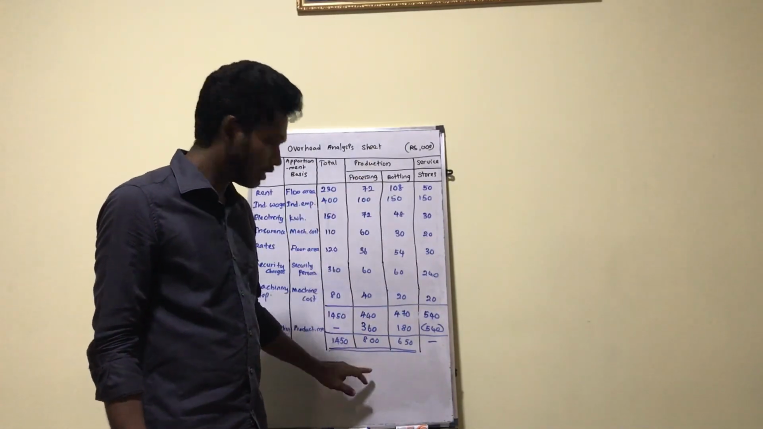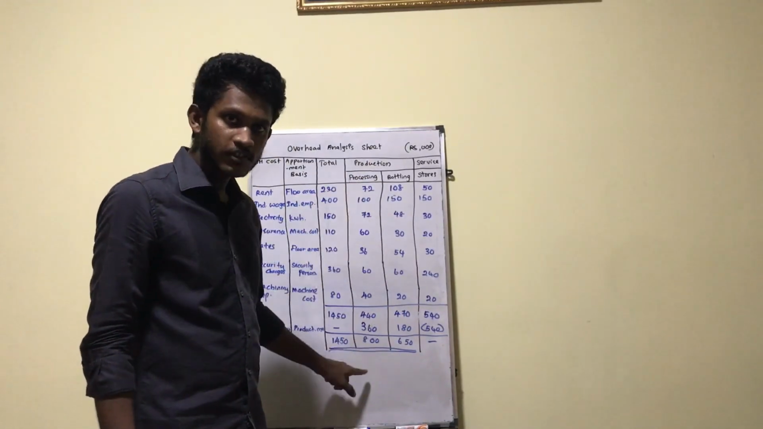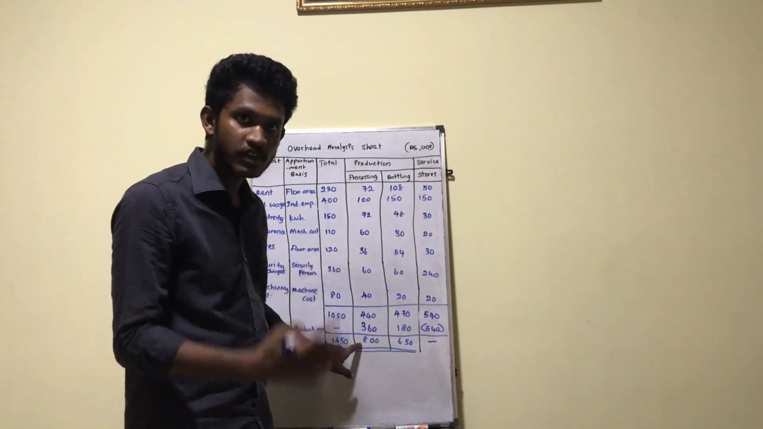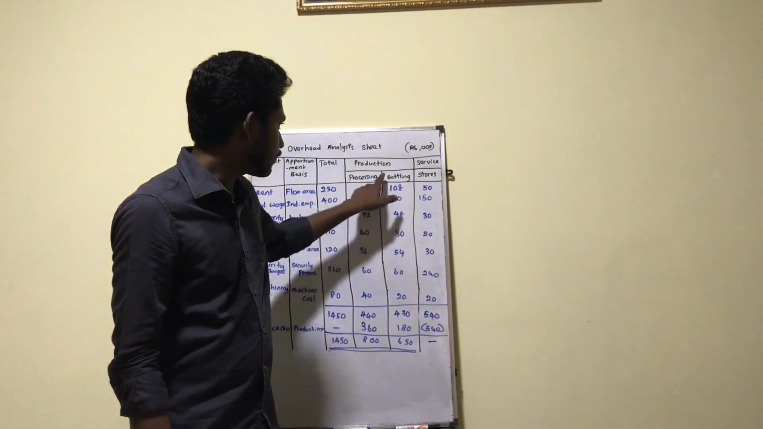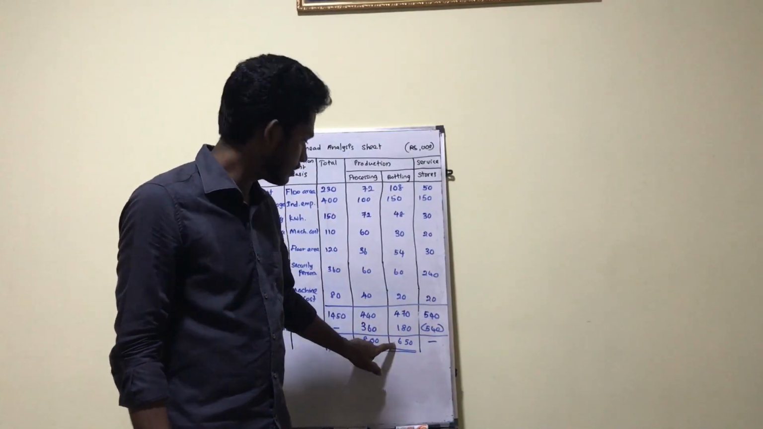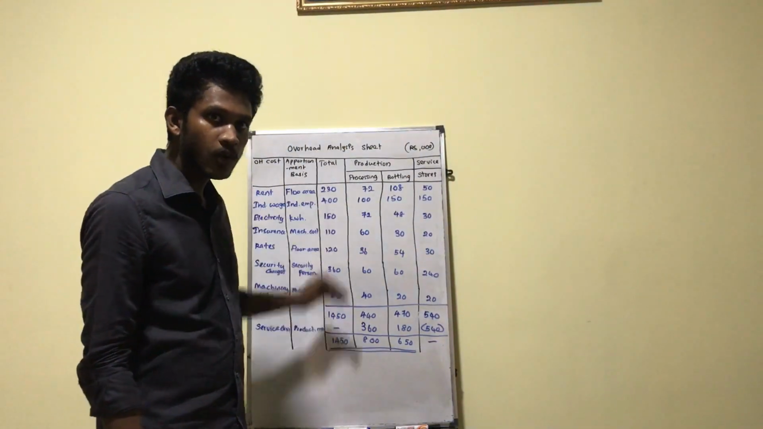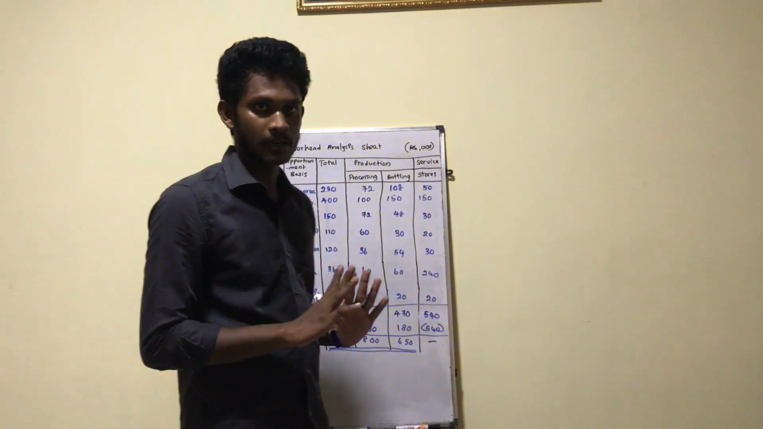Now take the total. For the processing division, the total budgeted cost is 800,000, and for the bottling division, the total budgeted cost is 650,000. So now your overhead analysis sheet part is completed.